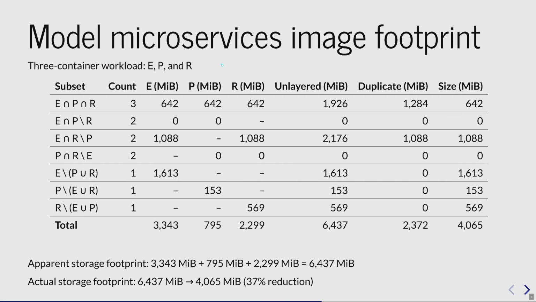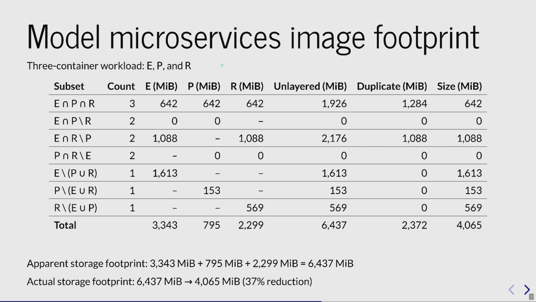So how does this look in terms of the overall image sizes themselves? This table adds these three additional columns: unlayered, which is the size in megabytes of the images without layering. Duplicate shows you the size in megabytes of the duplicates of the raw Nix store paths. And then you have the final optimal size in the right-hand column.